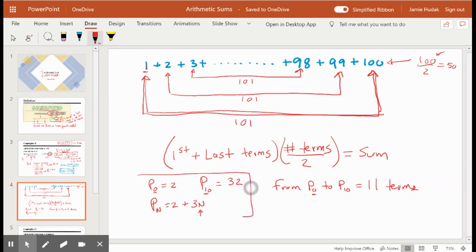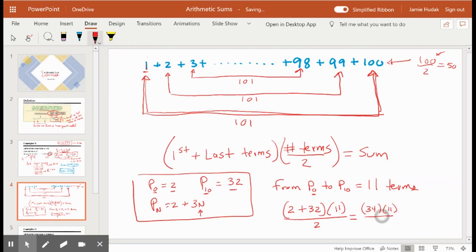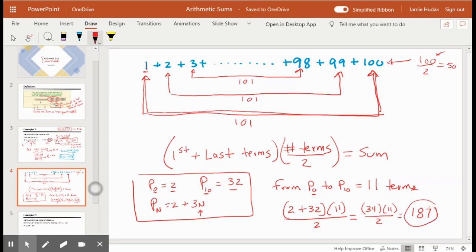So if I wanted to add up all of these numbers from P0 to P10, the first term plus the last term, 2 plus 32, times the number of terms, 11, divided by 2, because we have to take them in pairs of 2 at a time, and we would be able to come up with our answer here. 34 times 11 over 2 gives us 187. So we did 2 examples like that. Let's look at another case.